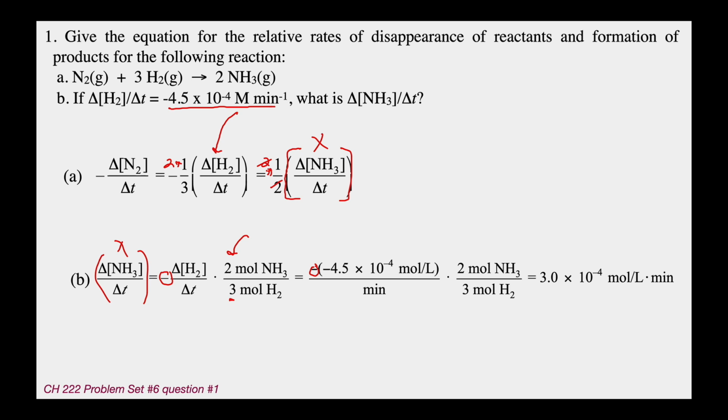But you're turning the speed of the H2 disappearing, which is what the negative 4.5 times 10 to the minus 4 number is, into the speed of ammonia appearing, which is 3.0 times 10 to the minus 4. So you can see the H2 is being used up a little more than the NH3 is appearing, like 4.5 is bigger than 3.0. Whoa. Welcome to the world of kinetics.